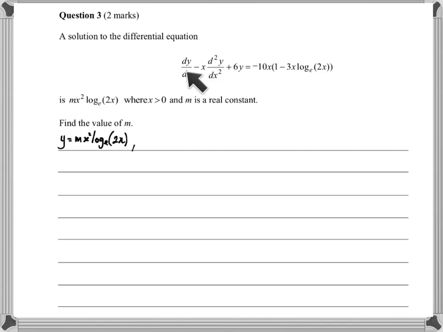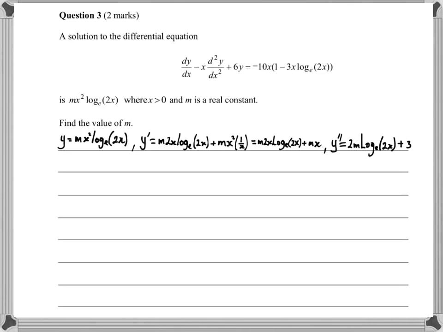Okay, and so what would be dy dx? And what would be the second derivative? So let's work them out. Y dash, or dy dx, is given by that. To obtain that, I had to use the product rule. So we've got a product of x squared with log of 2x. So using your product rule, I can differentiate it to get this expression. And then second derivative. So work out both y dash dash. There we have it.